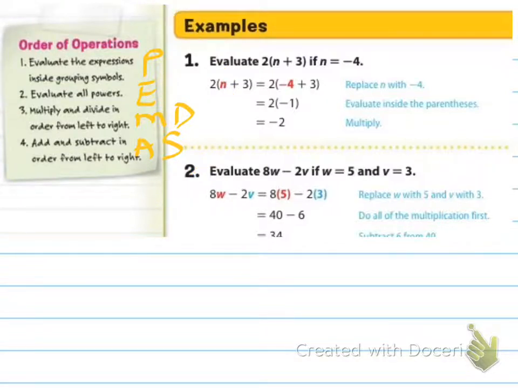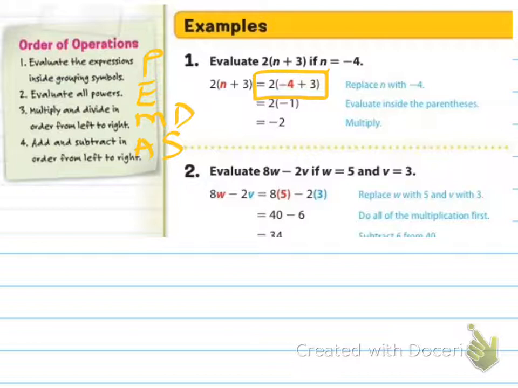Example number 1 says evaluate 2 times, in parentheses, n plus 3 if n equals -4. So this is where the new stuff comes in, because honestly this is not new. The idea of using order of operations is not new, but using it with negatives is now something that we haven't done before. So I would rewrite the equation and make it 2 times, in parentheses, -4 plus 3.